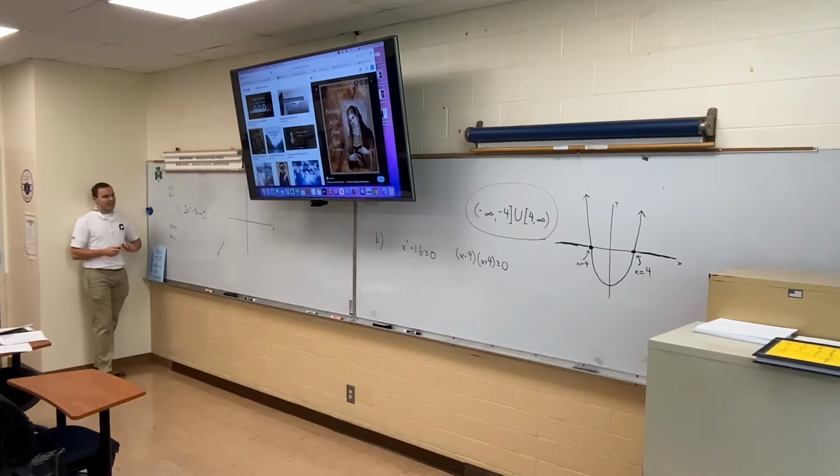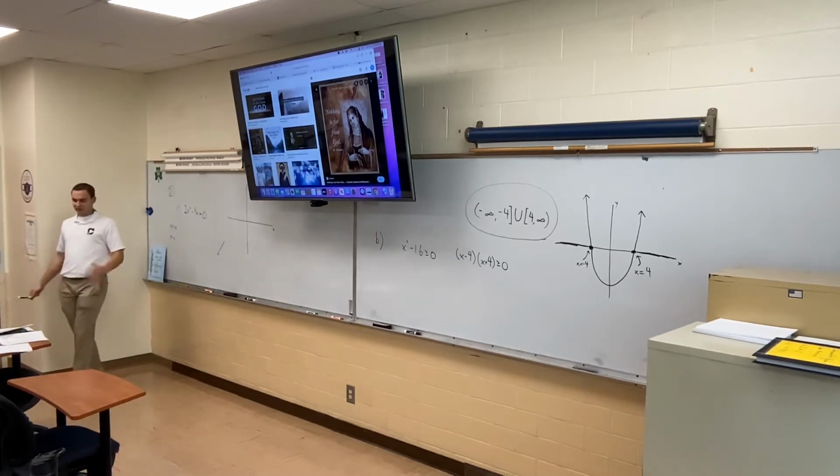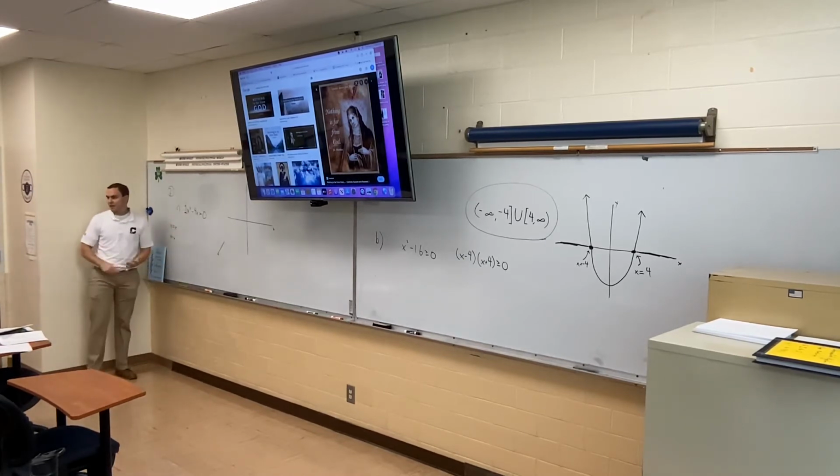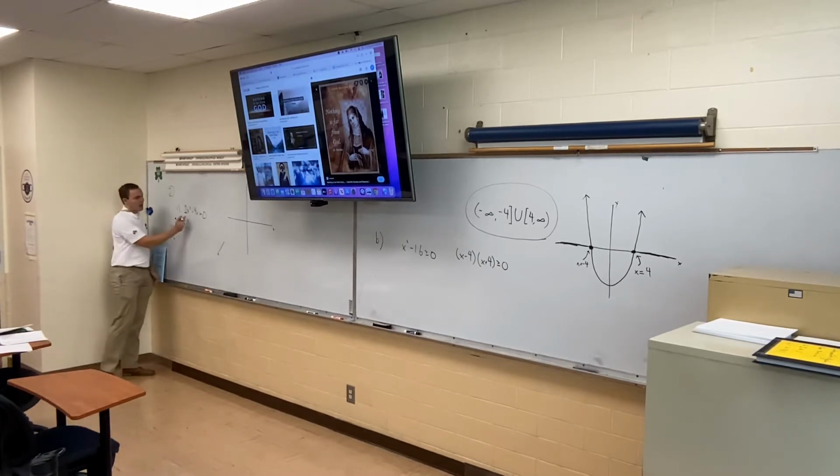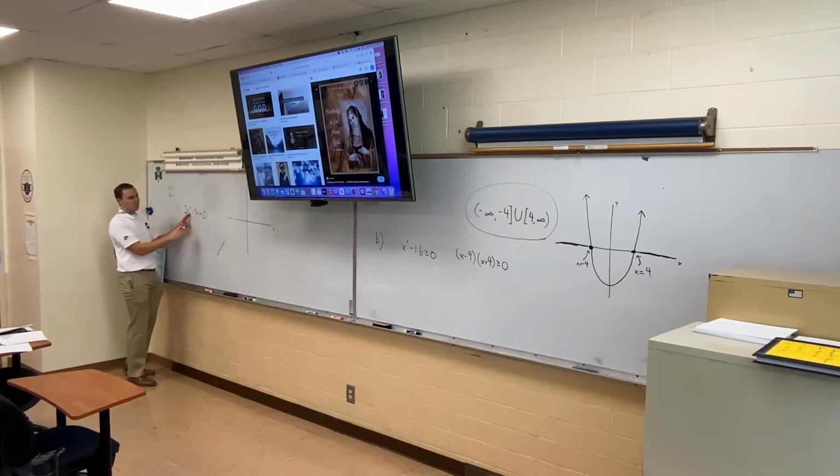So then the next step is I need to plot my zeros. So how do I find the zeros of this function? It's hard to just straight up factor cubic polynomials, but right here I can pull out a factor of x, right? So I'm going to start by taking out the greatest common factor of these two terms, which is x. This becomes x times (x squared minus 4) greater than 0, right?